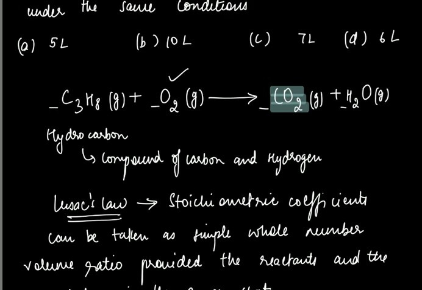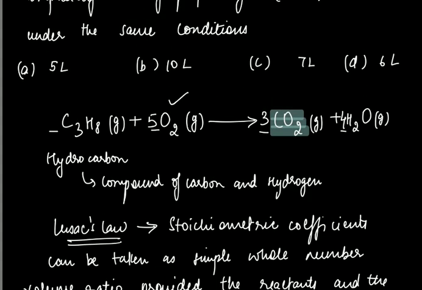Now, first we will try to balance it. Carbon has 3 atoms, so we put 3, using the same hit and trial method which I told you about in the chemical reactions and equations chapter. You can watch those videos in order to learn. And then we need to balance oxygen. This is going to be, yes, it's perfectly balanced. So now we can consider these coefficients as moles.